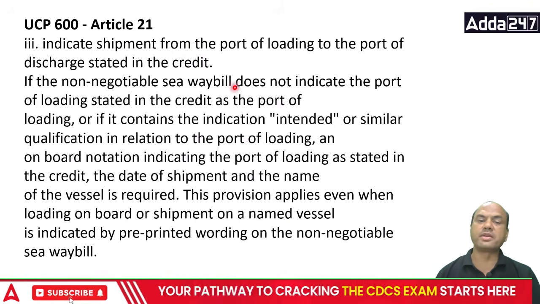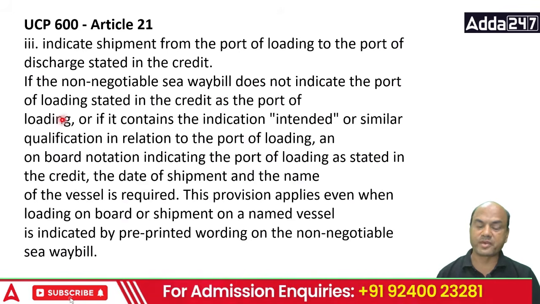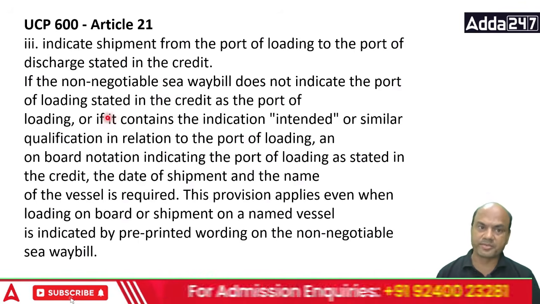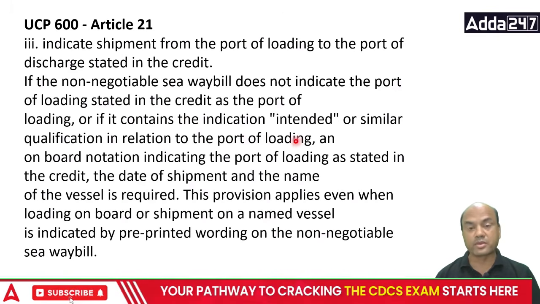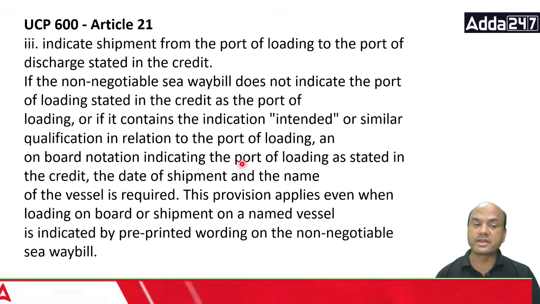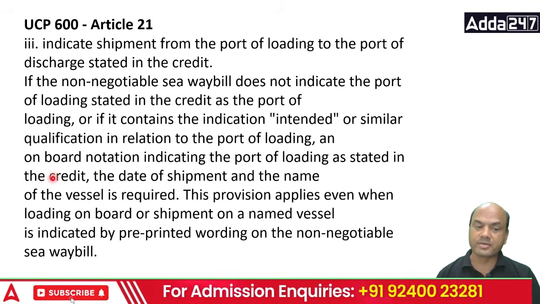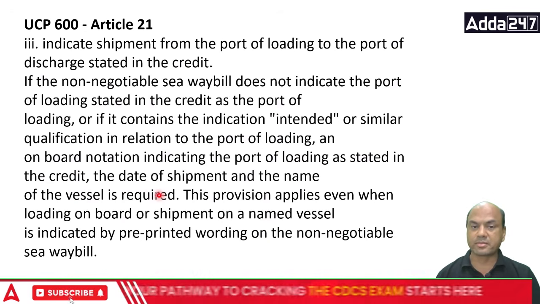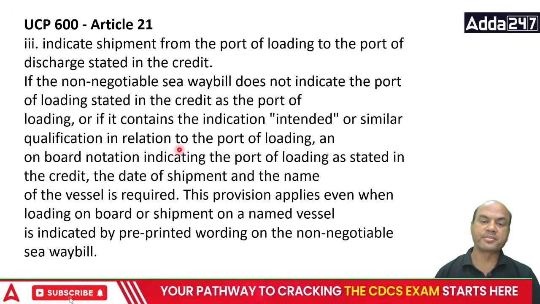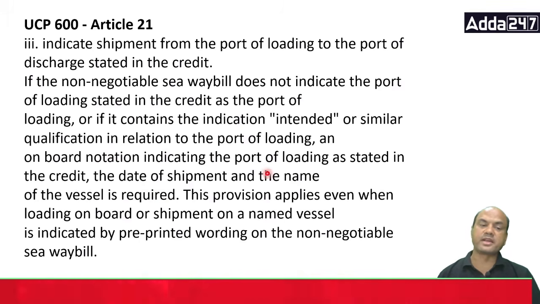If the non-negotiable sea waybill does not indicate the port of loading stated in the credit as the port of loading, meaning whatever is named in the credit is not stated, Article 20 repeated, or if it contains the indication "intended" or similar qualification in relation to the port of loading, then an onboard notation indicating the port of loading stated in the credit, the date of shipment, and the name of the vessel is required. Three are required: name of the port, name of the vessel, and date of shipment.